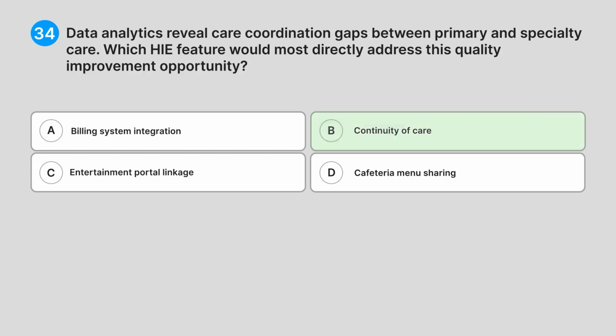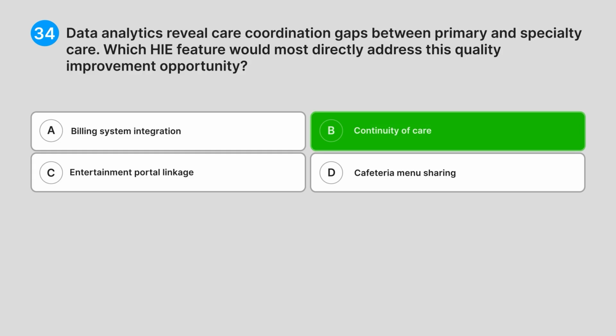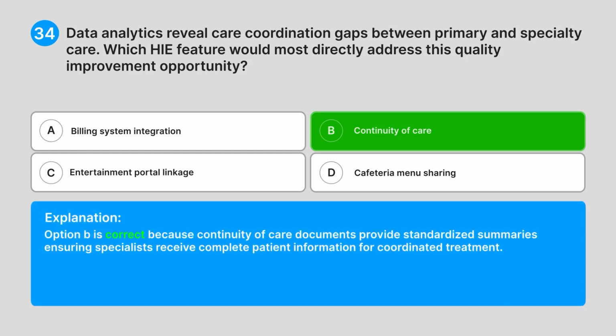Correct answer, B, continuity of care. Explanation: option B is correct because continuity of care documents provide standardized summaries, ensuring specialists receive complete patient information for coordinated treatment.